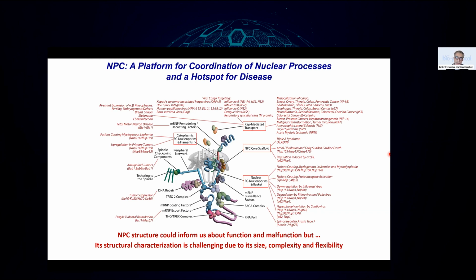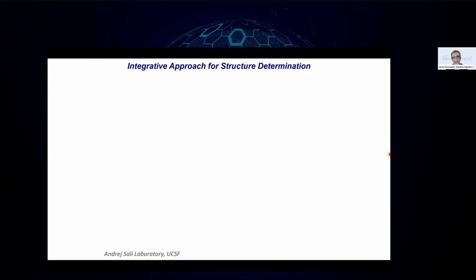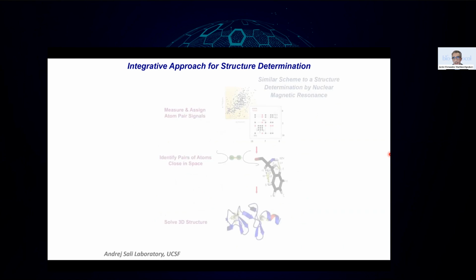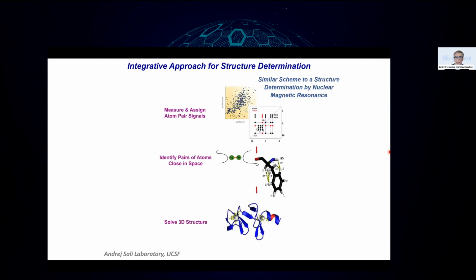So when we approached this problem, we thought that no single technique is going to be able to address all those different challenges. And we decided to use what we call an integrative approach or hybrid approach for the structural determination of the NPC. An integrative approach is sort of analogous to solving a structure through nuclear magnetic resonance. In NMR, you will have a signal for pairs of atoms. The signal is then translated into spatial restraints, and all those restraints are then used to calculate an ensemble of a structure that fits the data that we fed this calculation.